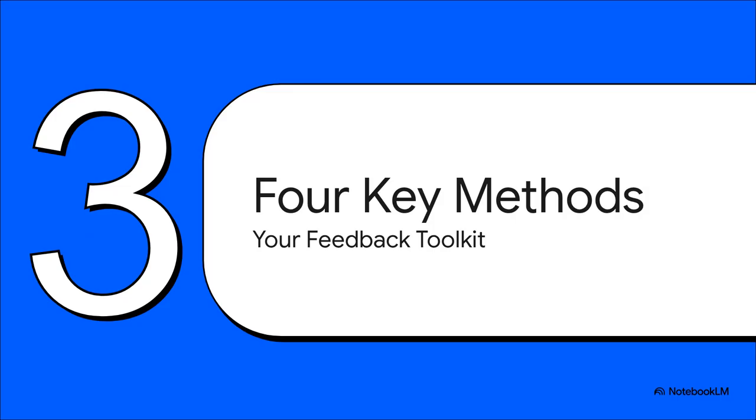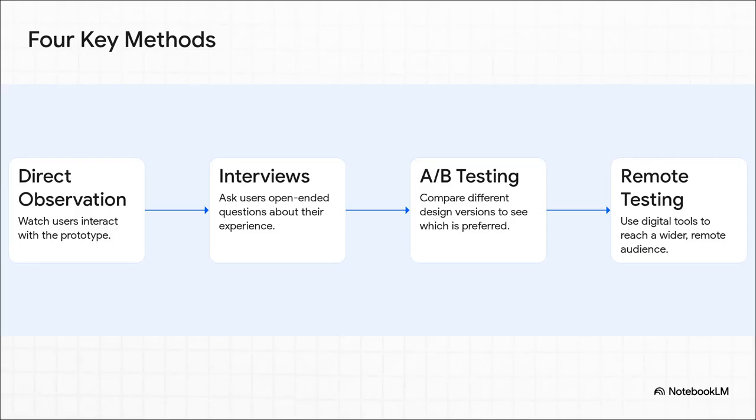Okay, so how do we actually capture that real experience? It's not magic, and it's definitely not guesswork. It's about having the right tools for the job. So today, let's add 4 really powerful methods to your feedback gathering toolkit. We're going to break down 4 key approaches. First, we'll just watch what people do with direct observation. Then, we'll actually talk to them with interviews. After that, we'll compare different ideas with A/B testing. And finally, we'll go global with remote testing.